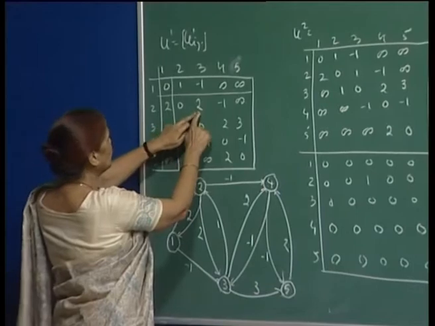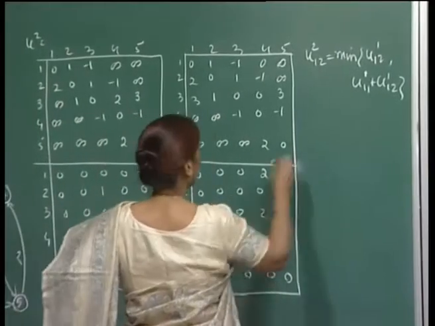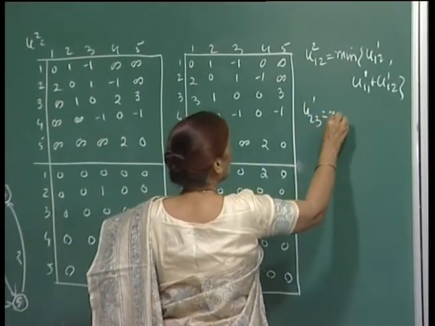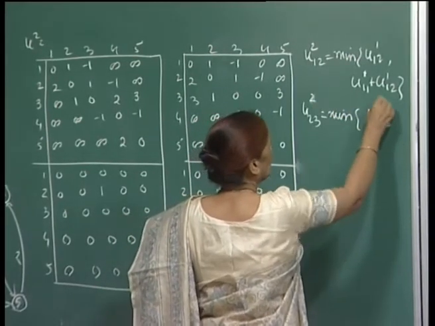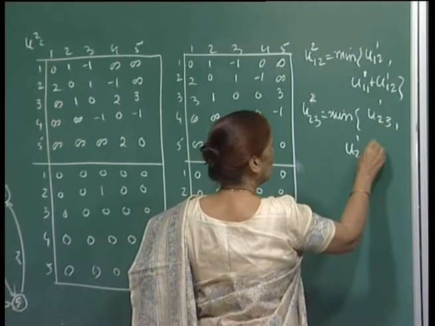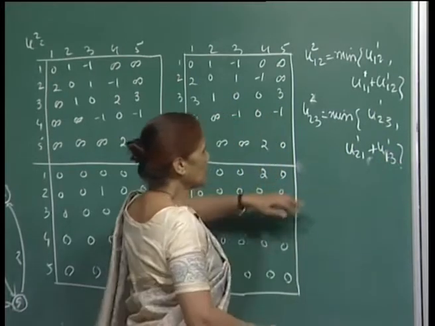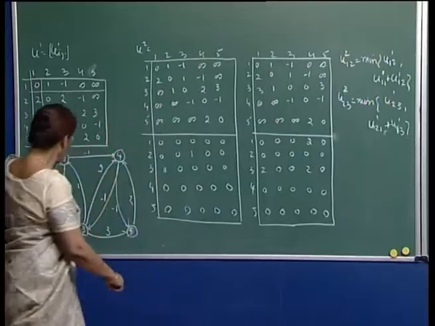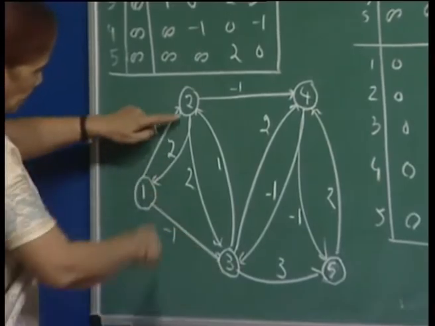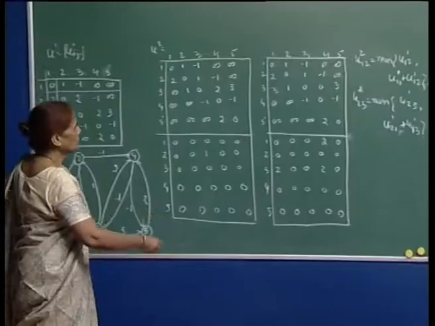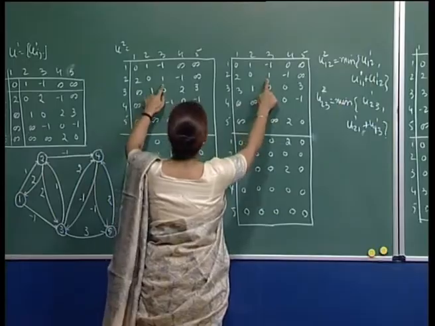Then I want to show you, for example, consider 2 3. So, u231 would be the minimum of u231 and u211 plus u131. Let us quickly see that. You want the distance between 2 and 3, and if you include the node 1, then it is 2 to 1 and 1 to 3. So, this is 2 minus 1, which is 1, and so there is a change. Okay, sorry.